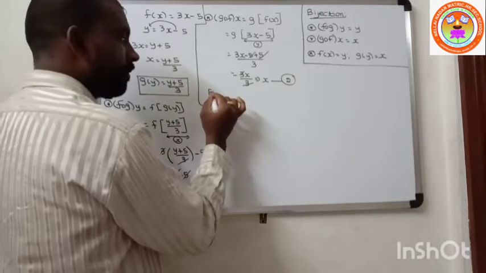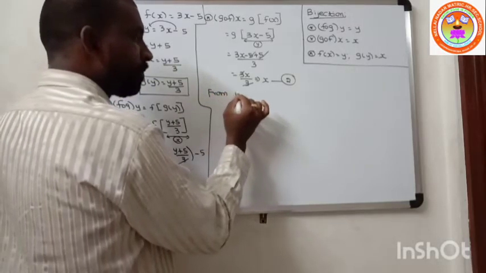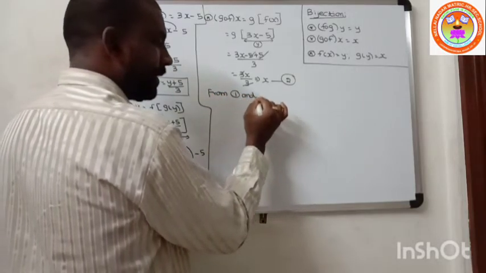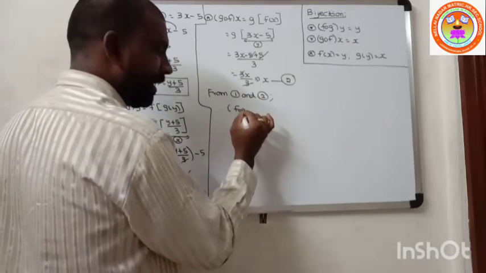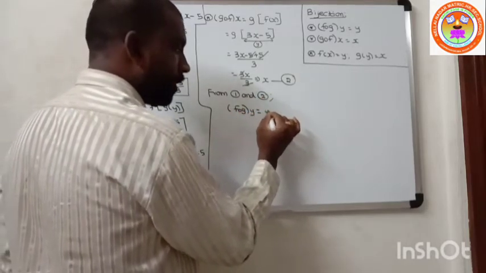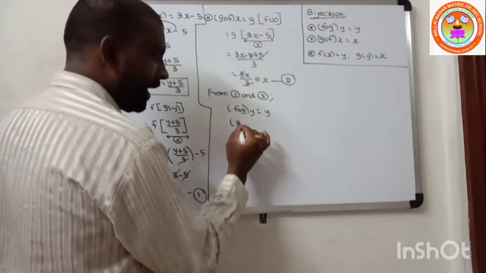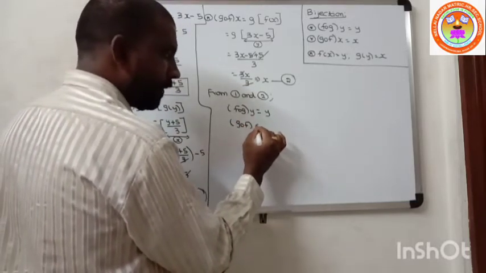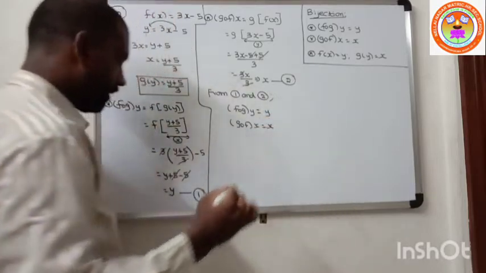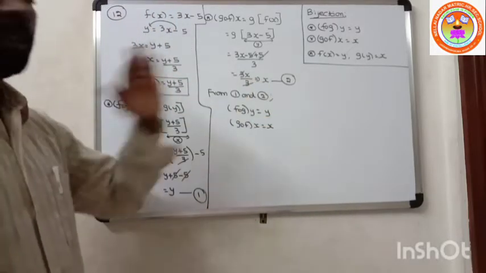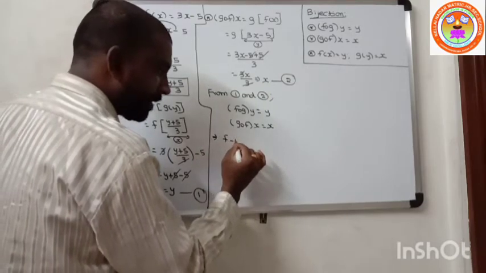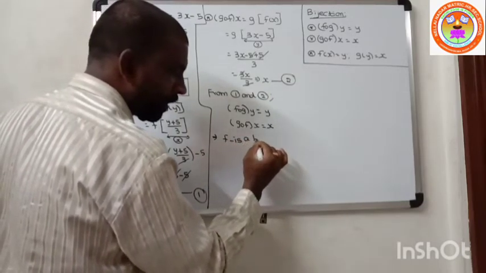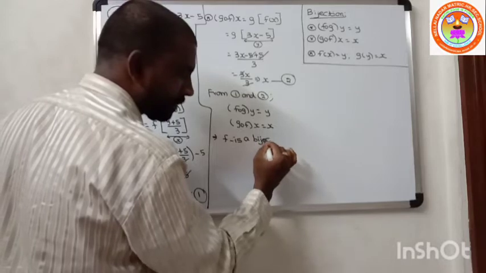X. Equation number 2, equation number 1. So from 1 and 2, f composite g into y equal to y. G composite f into x equal to x. Both conditions satisfied. Therefore f is a bijection.